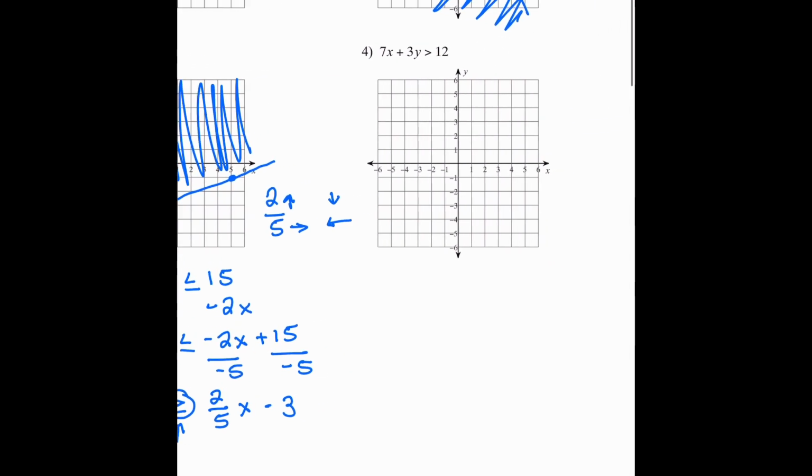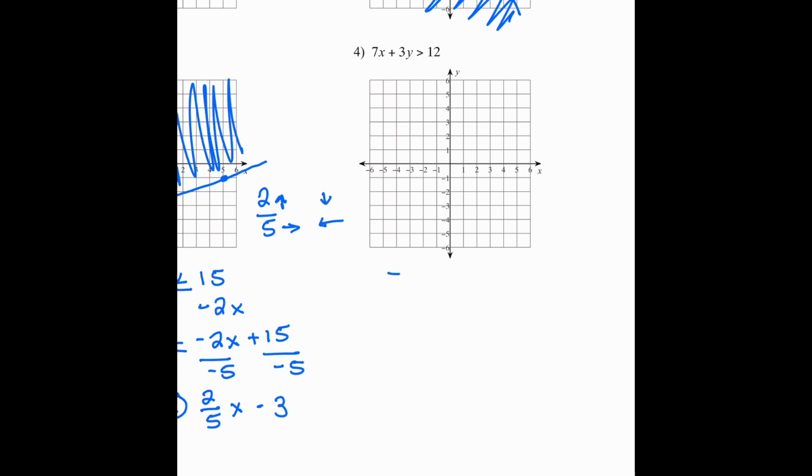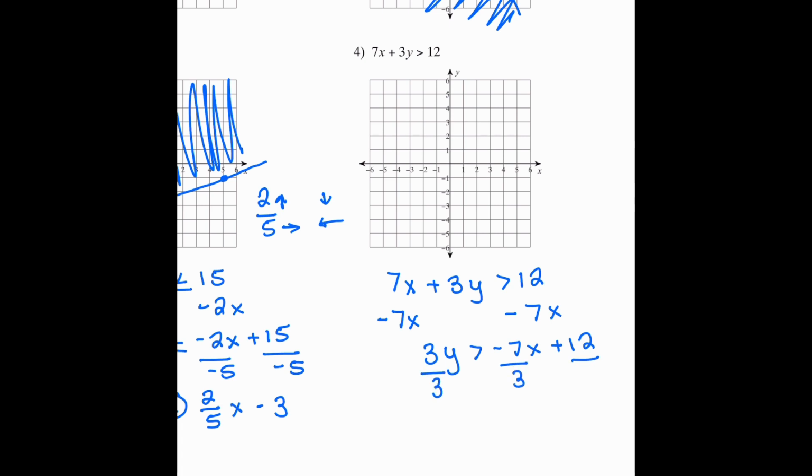In number 4, we also have to rewrite the inequality in slope-intercept form. So let's do that first. I'm going to once again start with moving the x term. So I'm going to subtract 7x from either side. And then I have to divide by the number in front of y. So I'm going to divide everything by 3. Because I'm dividing by a +3, I don't have to flip my sign.